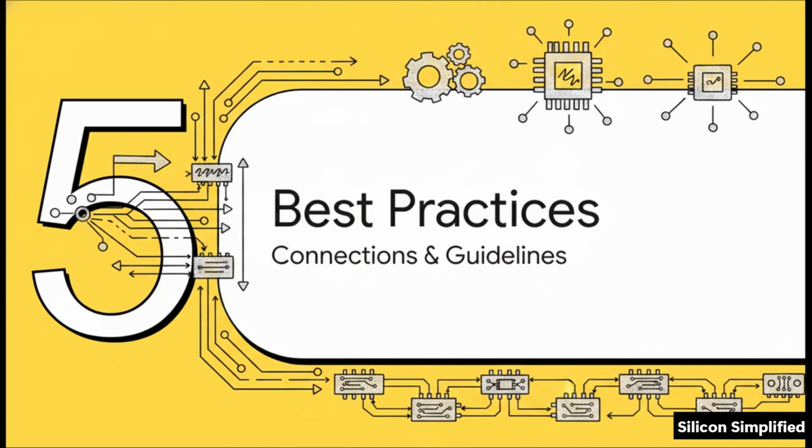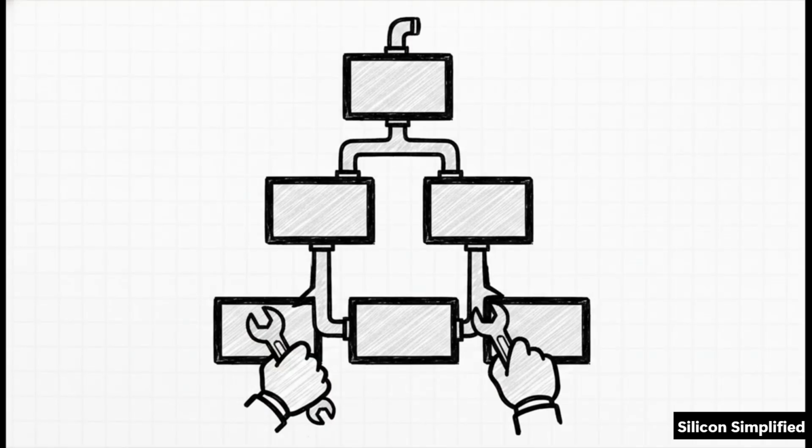Finally, Part 5, Best Practices and Connections, Guidelines for Reusability. Let's talk about industry standards for wiring this whole system together and allowing the data to actually flow. Okay, so we've built the hierarchy top-down, but now we have to wire all those blocks up. We do this in the connect phase. Interestingly, the connect phase executes bottom-up.